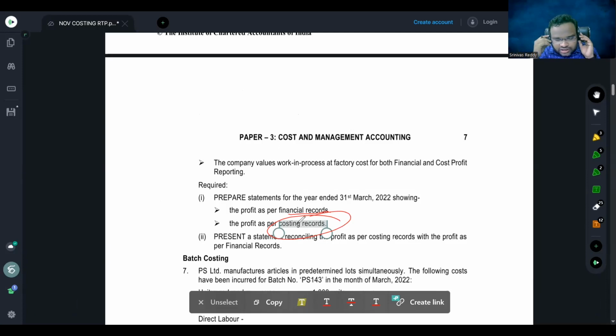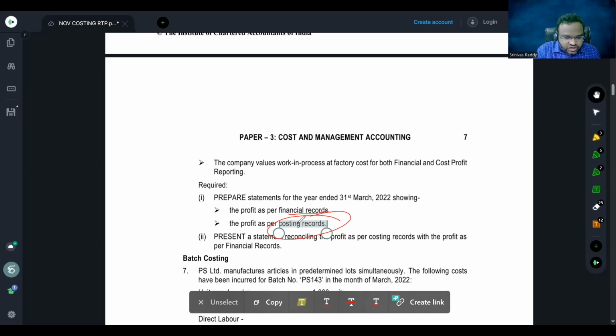Then we need to do the reconciliation. What are the areas of reconciliation we have discussed in detail in our classes? There are some items which are considered in financial accounts but not in cost accounts, like dividends paid, interest paid, goodwill written off, etc. There are some items which are considered only in cost accounts but not in the financial accounts, like opportunity cost, etc. So when we prepare two financial statements, one as per financial accounts, one as per costing records, you can find out the areas of reconciliation. One major area of reconciliation is under absorption or over absorption of overheads, that too only for factory overheads. So you should be very careful with that.